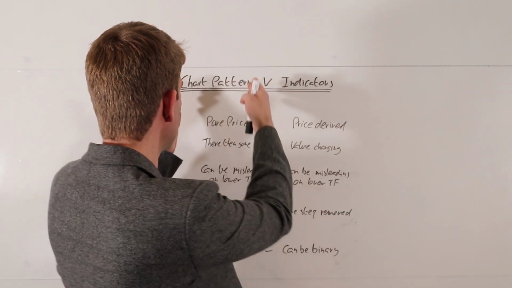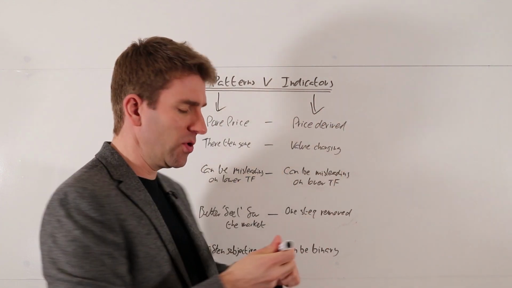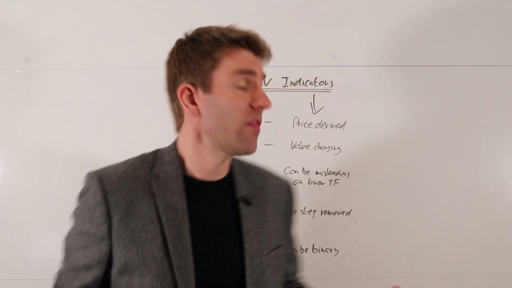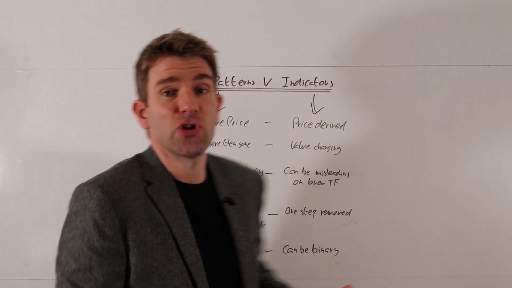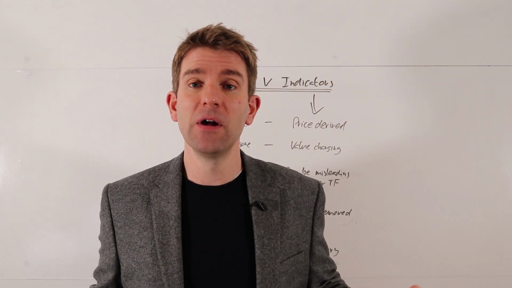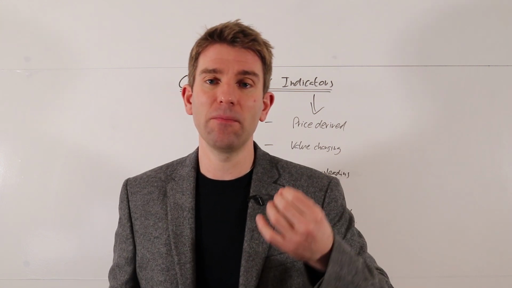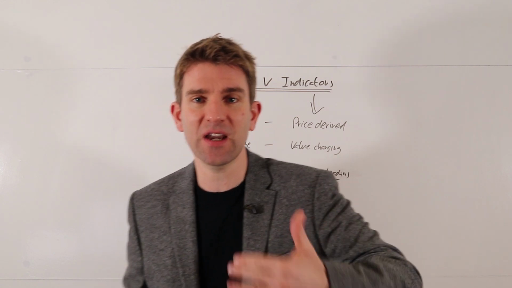So this side, of course, we've got our chart patterns, and this side, we've got our indicators. Pure price is obviously one of the benefits of using a chart pattern, right? It's just literally price. There's nothing else to worry about. Whereas an indicator is derived from price anyway, so you're always looking at a second derivative.